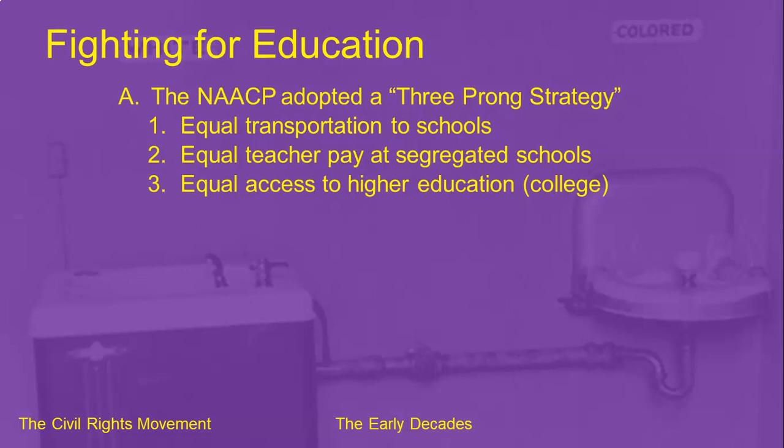And so they started fighting for equal teacher pay. That's going to allow good teachers who want to teach African Americans and give them a good education to survive on what they're being paid, even though they're teaching at the segregated school. The third area of attack was equal access to college education.